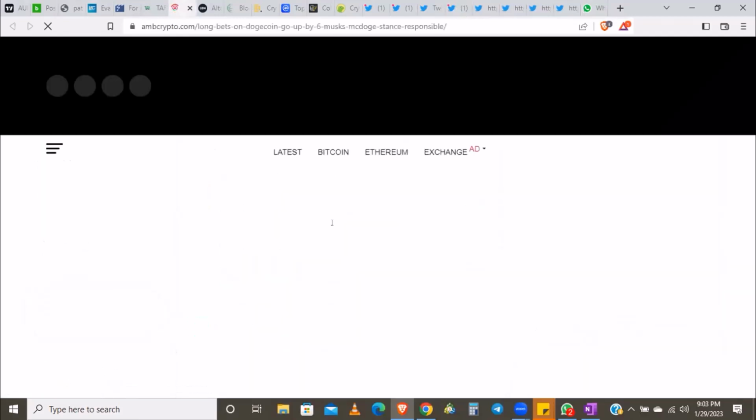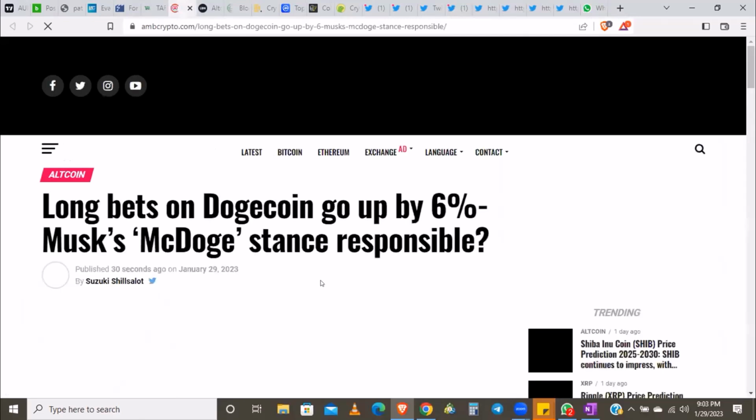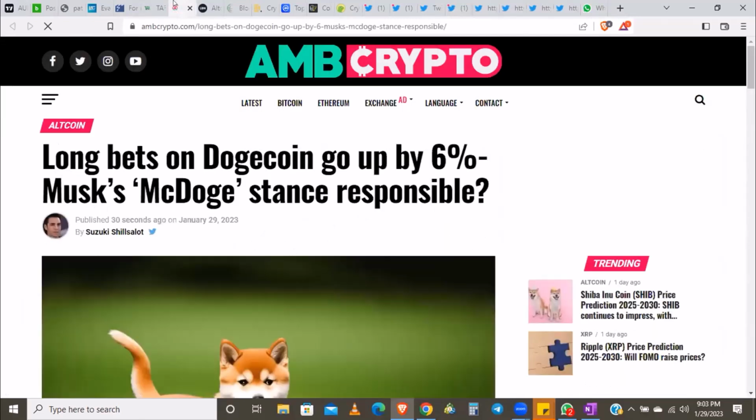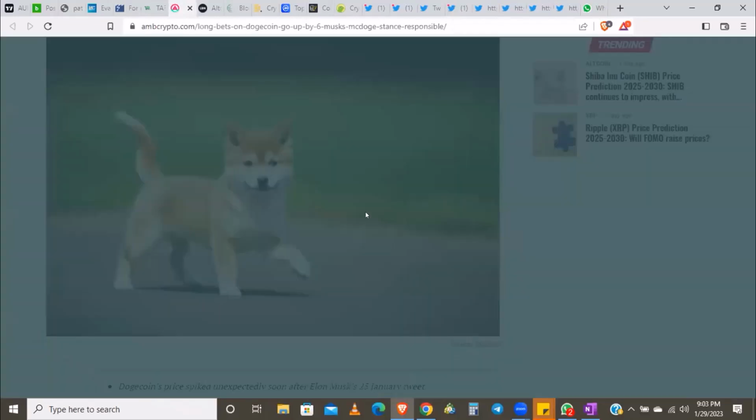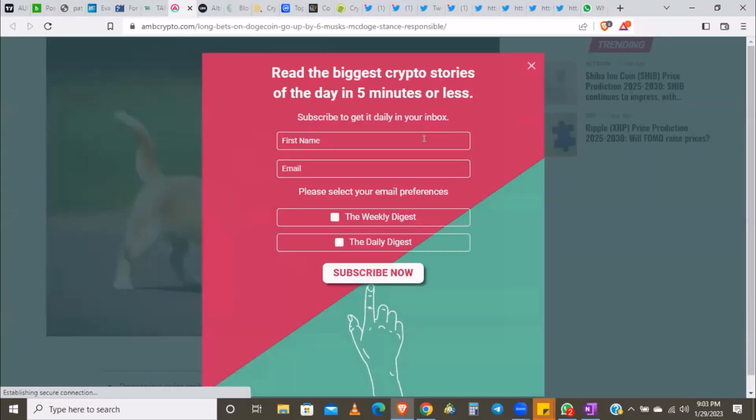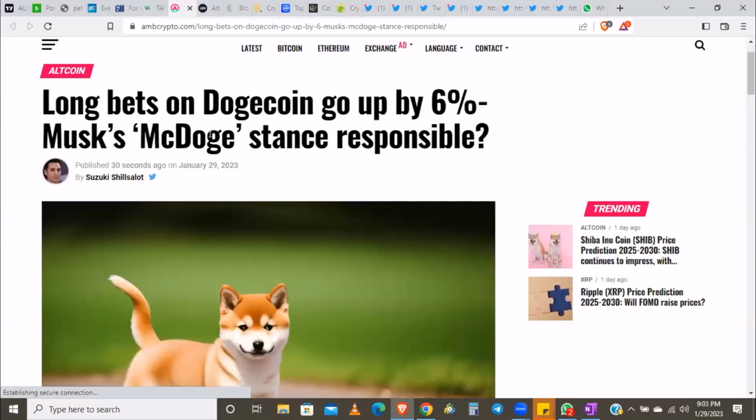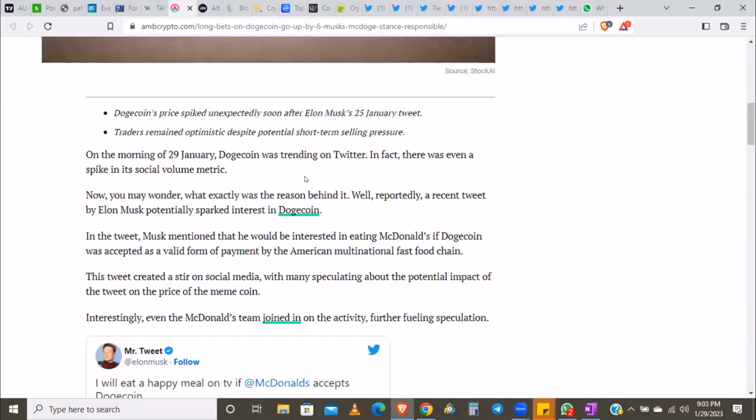One more site to show you guys before we kick off. Look at the site, ambrocrypto.com. This site gives you current news on what's going on with the recent coins, and you want to feed yourself with all of this. Look at what's going on here. Long bet on Dogecoin go up by 6%. If you want to get info, just click on this, and the full info will come.